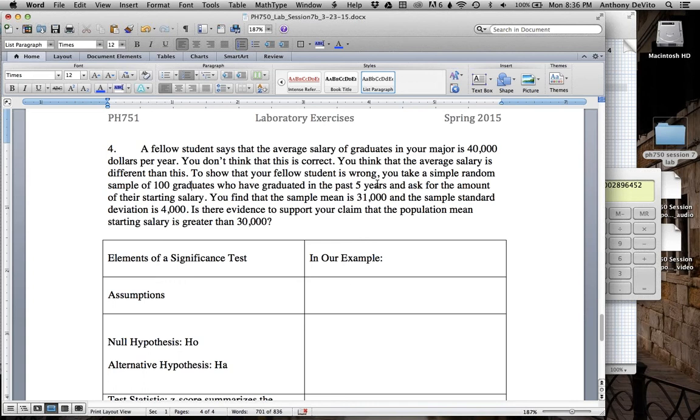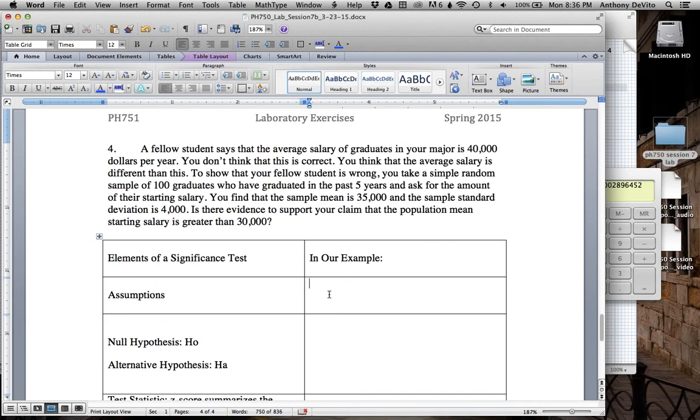Shows it's wrong. You take a simple random sample of 100 graduates who have graduated in the past 5 years and ask the amount of their salary. You find that the sample mean is 35,000. I'm going to change that number a little bit. And the sample standard deviation is 4,000. Is there evidence to support your claim that the population mean salary is greater than 30,000?